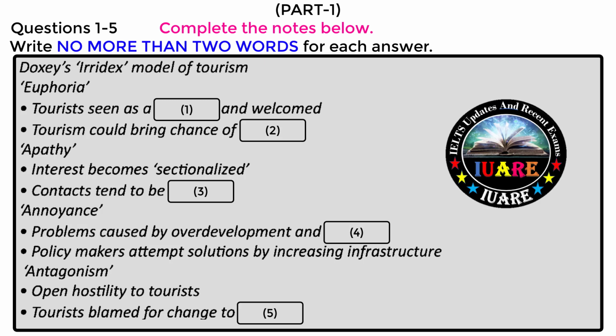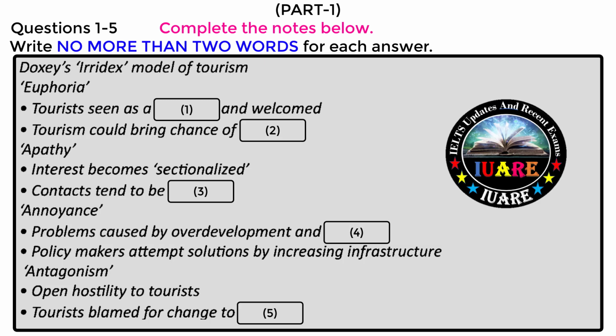Doxey identifies 4 stages. He calls the first stage euphoria, happiness, because initially the tourists are regarded as a novelty, and because of this they're welcomed by everyone in the host area. But as well as that, there's another reason for the people in the host community to welcome tourists. Local people realize that tourism brings scope for economic benefits.